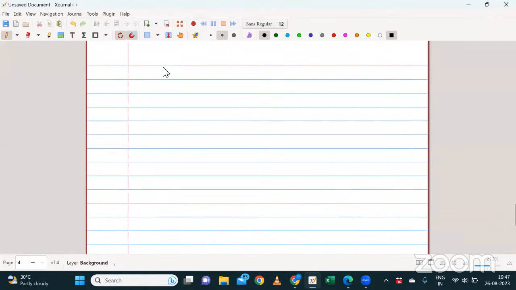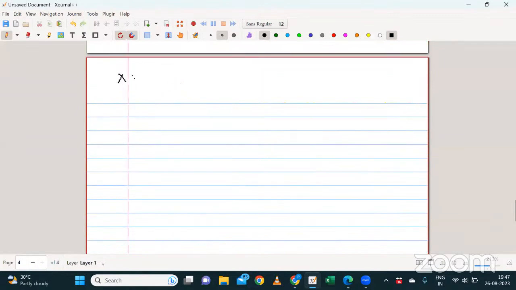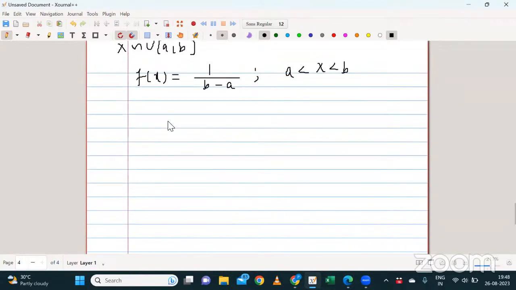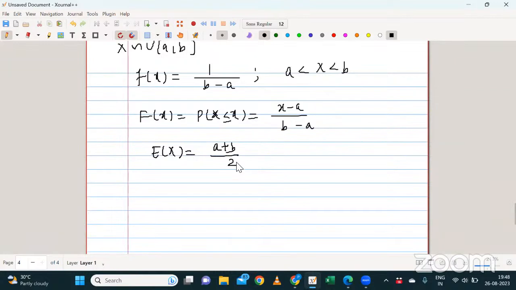Okay. So let's do a quick recap. Suppose I'm saying x is uniform(a, b), then what is the PDF? 1 upon b minus a, and x should lie between a and b. Correct or not? And what is the CDF? x minus a divided by b minus a. And what is the expectation value? a plus b by 2. And what is the variance? b minus a the whole square by 12.